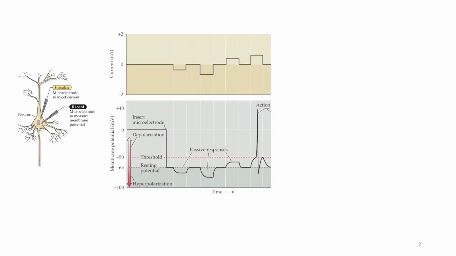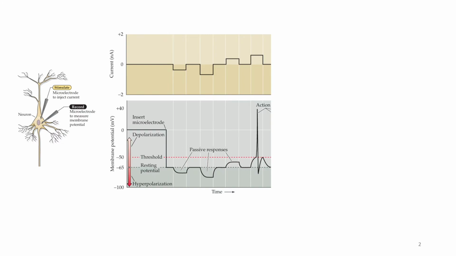In the laboratory, we can insert a microelectrode inside a neuron and connect this microelectrode with a battery. If we do this, we can stimulate the neuron by injecting current. We can also insert another microelectrode inside the neuron to measure the resulting membrane potential change that occurs due to the injection of current. If we do this, we will get a graph like this.